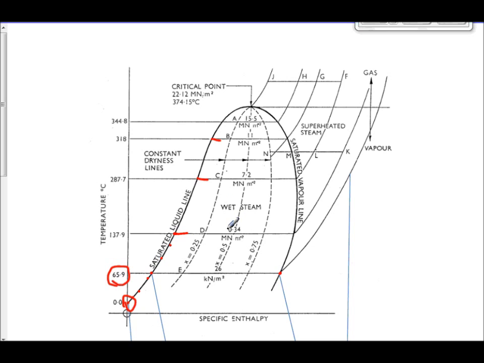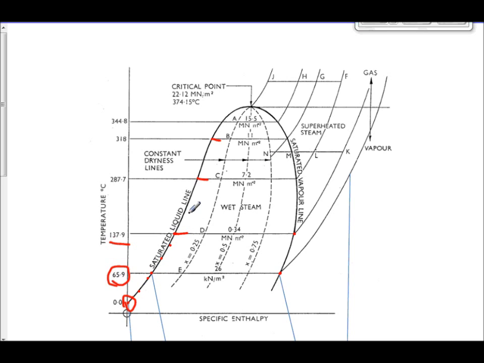So the next line is 0.34 meganewtons per meter squared, or 0.34 megapascals. At that point, when the H2O is at that pressure, it saturates at roughly 138 degrees Celsius. That's the point it begins to change phase. And then eventually it's going to come over to our dry vapor line. And it continues to do that.